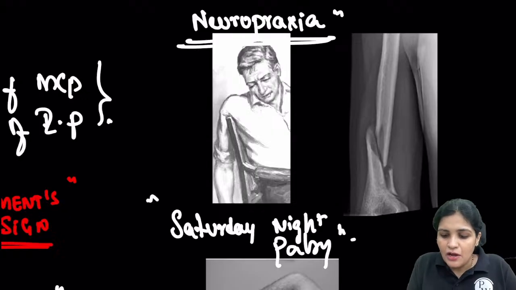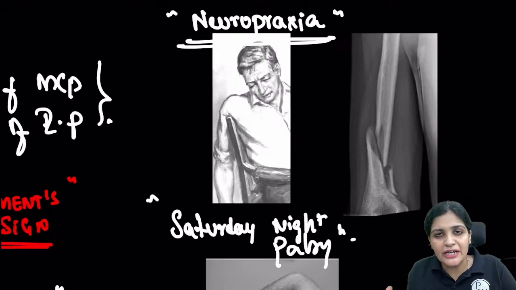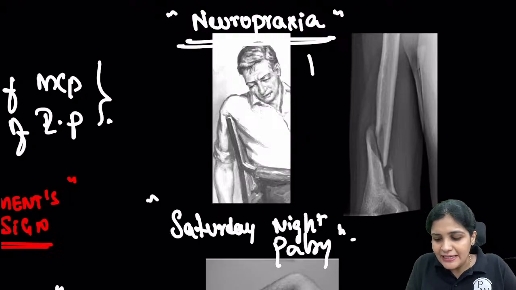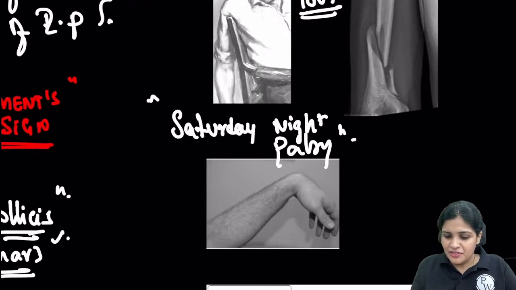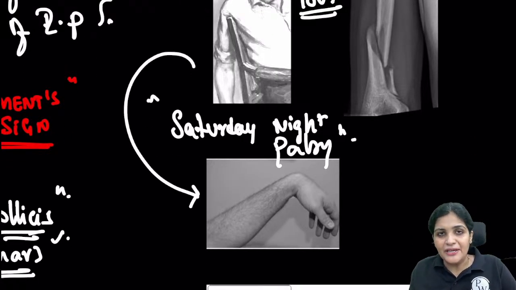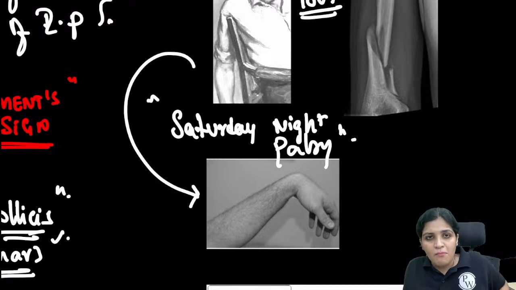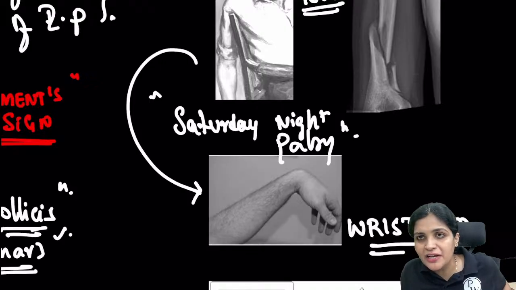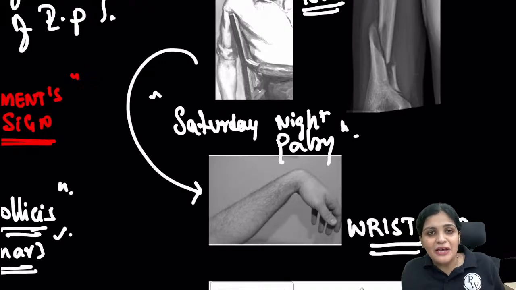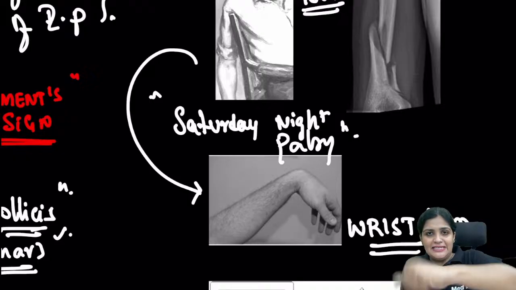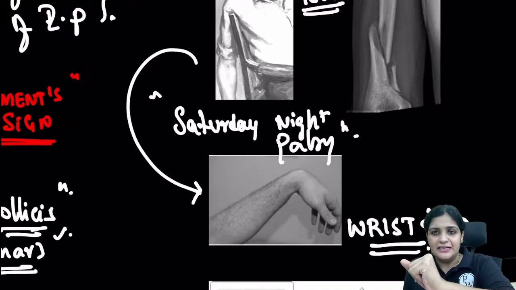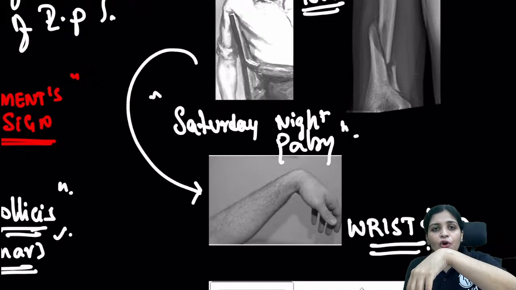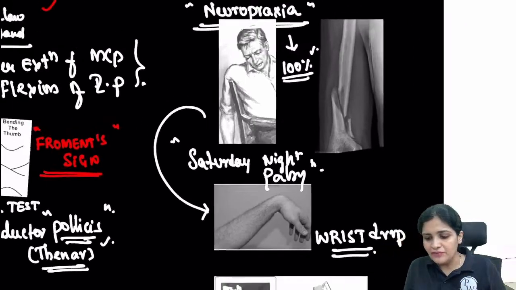Very good. What do you mean by neuropraxia? This is just a physiological conduction block. So the recovery is 100% reversible. So whenever there is a Saturday night palsy, the patient will land up in what? Wrist drop. What is this wrist drop? There is loss of extension. As we have discussed, the radial nerve is mainly for extensors, right? So here there will be a wrist drop. This is called the wrist drop.